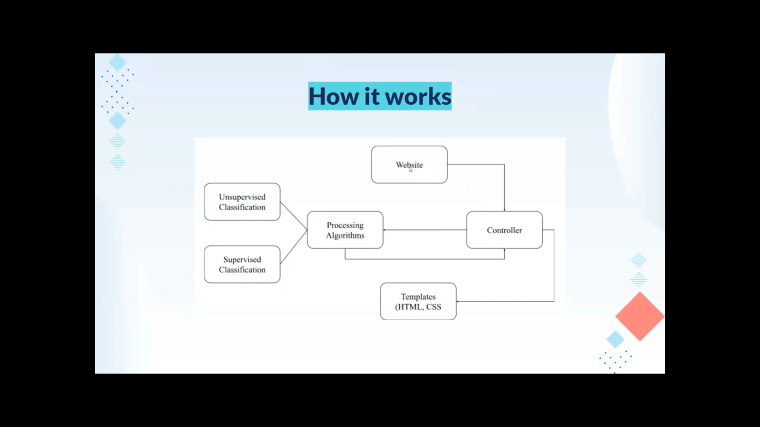On the website, people would upload two videos, one of their own serve and one of a professional. The data from the website end would be sent to the controller, which would then feed the data into processing algorithms, which use either unsupervised classification or supervised classification, determined by the user's choice. After the algorithms are finished running, data would be sent back to the controller, which would go back to the website, and the templates would control what the website looks like.